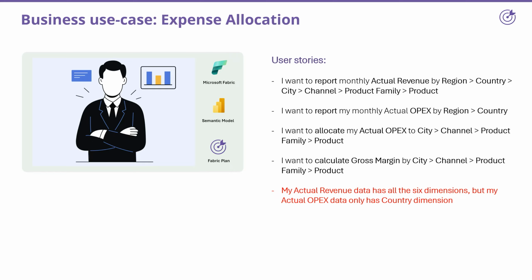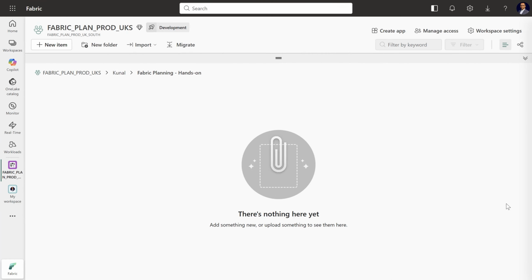So now let us quickly hop on to Fabric and take a look at how we can achieve this use case. Let's get ready for hands-on. All right, so assuming that you have access to the Fabric plan work item after enabling it through the tenant settings, and also you have access to the semantic model which has been published on the Fabric workspace, we should get started. So we are on the Fabric workspace and let's click on the new item.